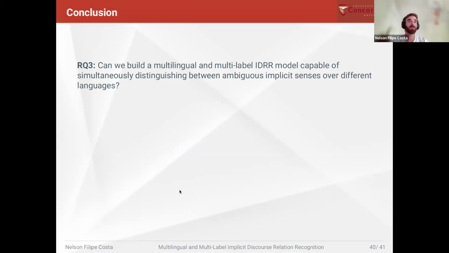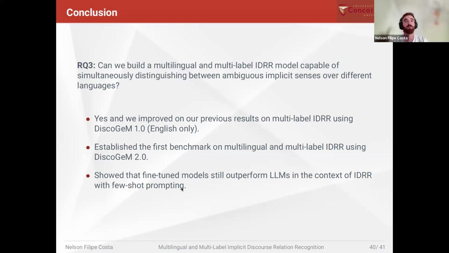Then for our research question number 3, can we build a multilingual and multilabel model? The answer is yes, and our hierarchical model even improved on our previous model in the English setting alone using Discourse Gem 1. And we provide a first benchmark on multilingual and multilabel IDRR. And we show that our fine-tuned model still outperforms LLMs in the context of IDRR with few-shot prompting.